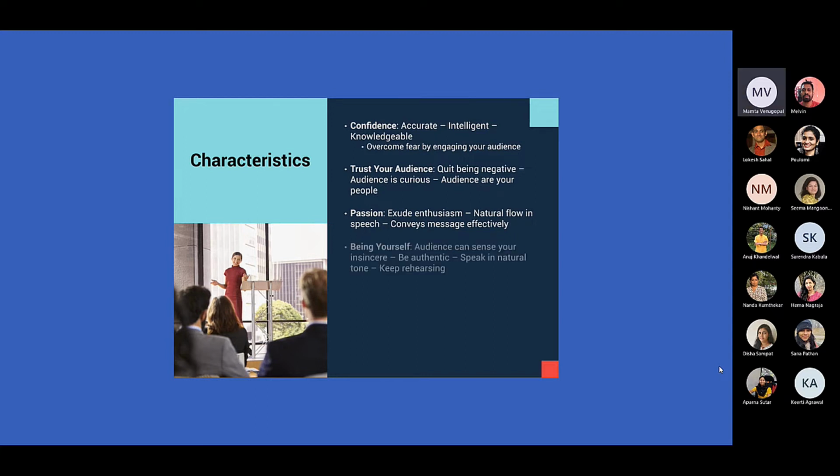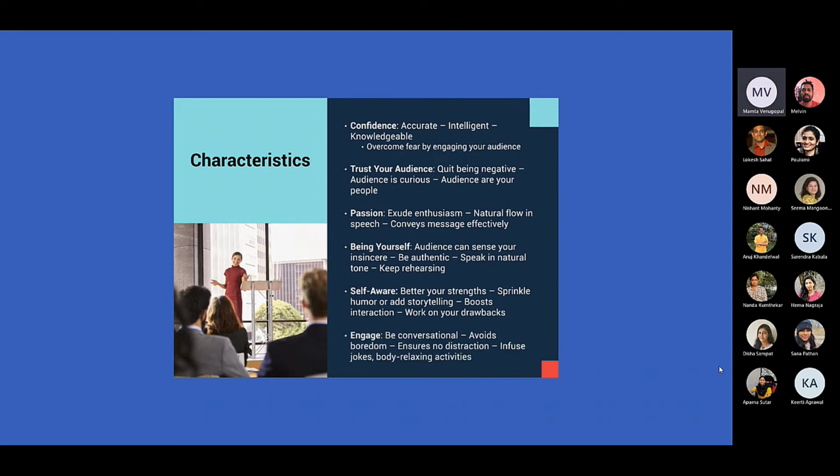Next up is be yourself. You got to be yourself because the audience can sense when you're being fake. So be authentic and speak in your natural tone, and always keep rehearsing. Next up is being self-aware. You got to work on improving your strengths while reducing your weaknesses. You can also add humor or storytelling to your speech because this will boost confidence while having an interaction with your audience.